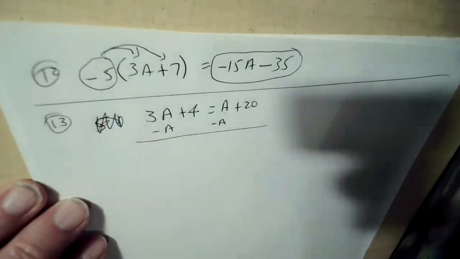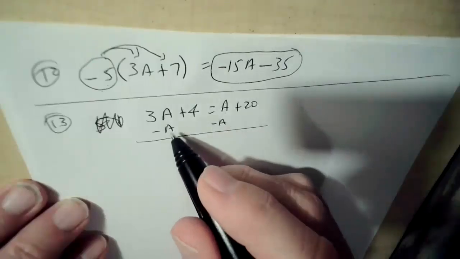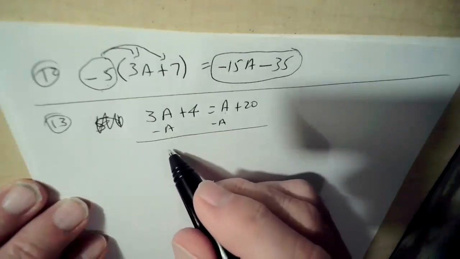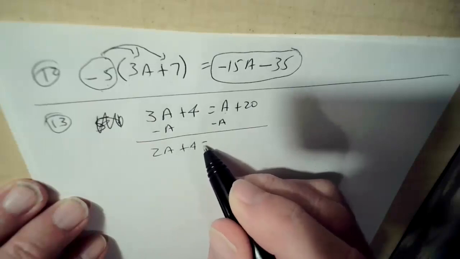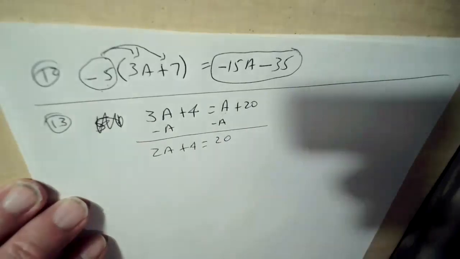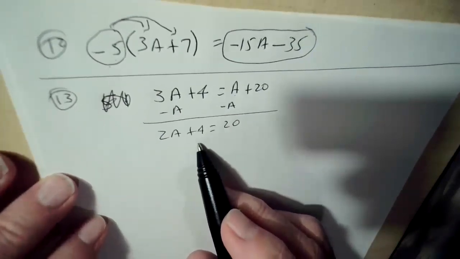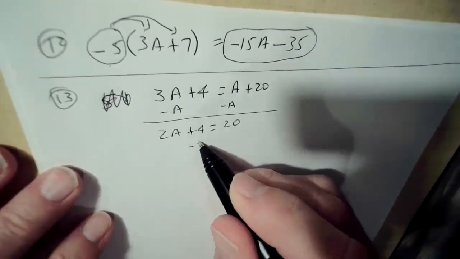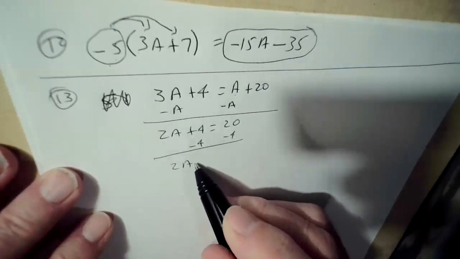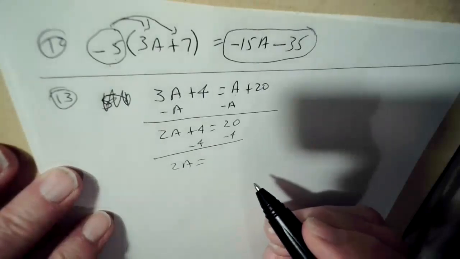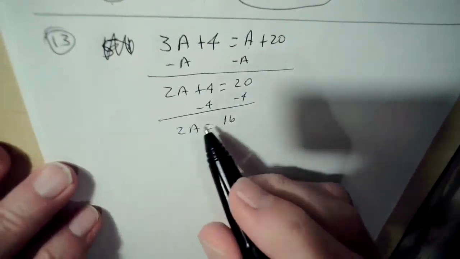Make this like an arithmetic problem. 3a's minus 1a is, was that 2? 2a plus 4 equals 20. Is that right? I think so. Now we solve a very simple algebra problem here. Subtract 4 from each side, and we get 2a equals 16, I think.